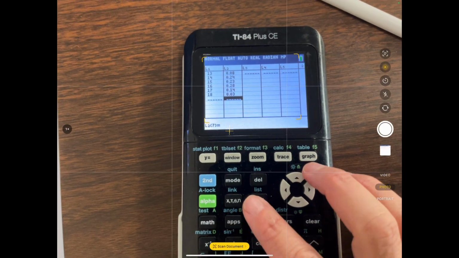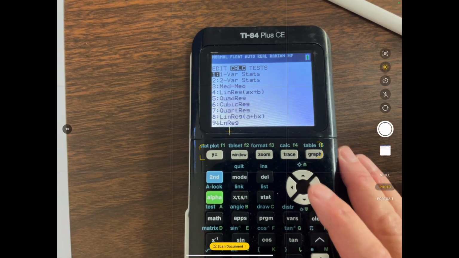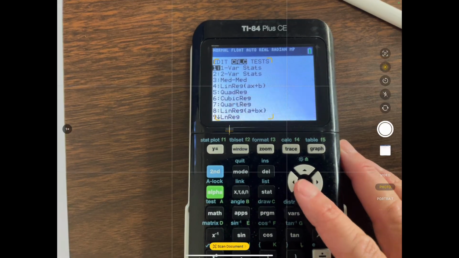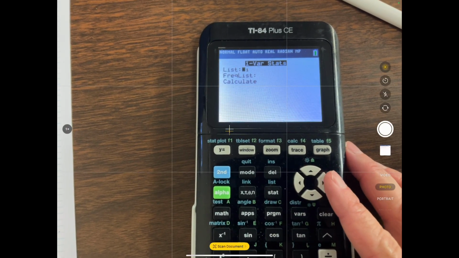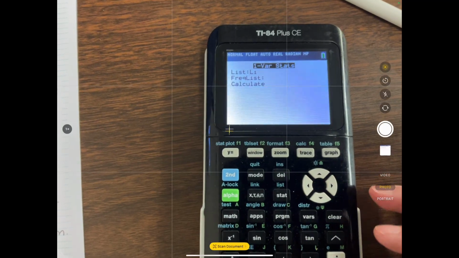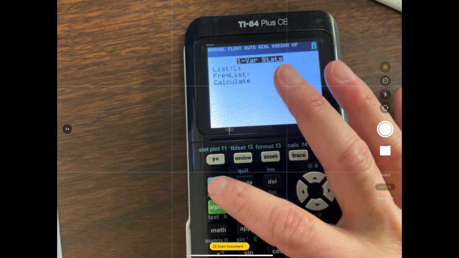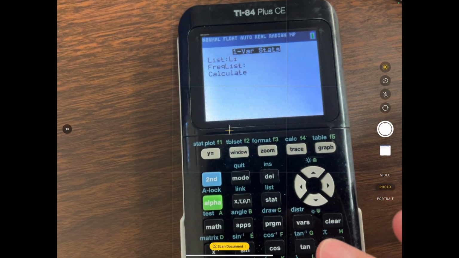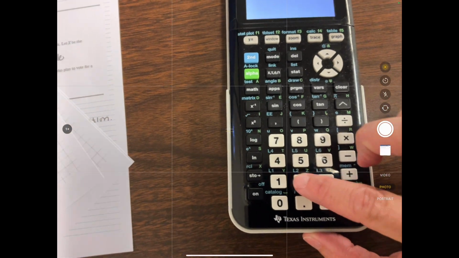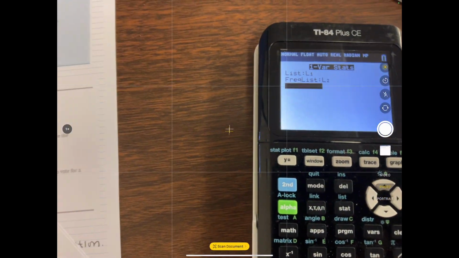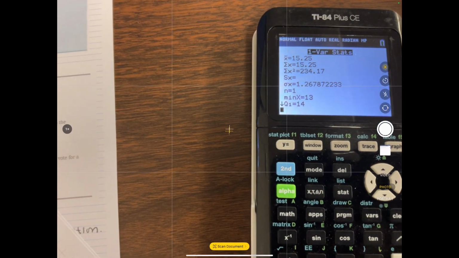So let's go to stat. I'm thinking it's probably not going to work. We're going to calc. You gotta do L1 there and then L2. Second, L2. So that is actually the number 2 button. See how it's blue? Okay. And then let's calculate it.